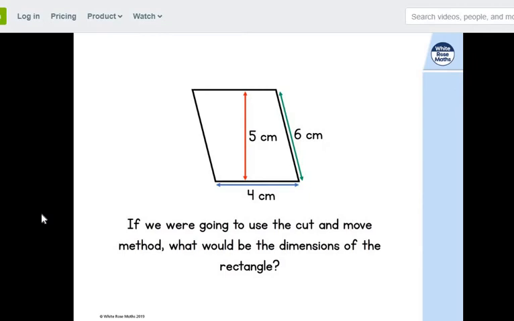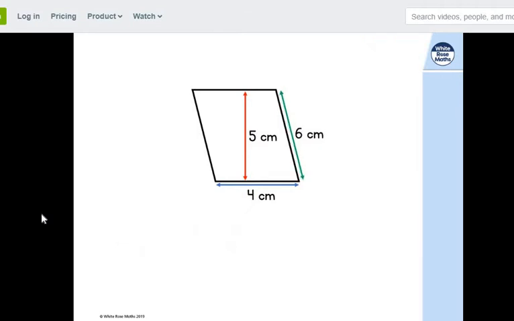Now then, if we were going to use the cut and move method, what would be the dimensions of the rectangle that we'd form? Have a think about that one for yourself. So pause the video. Let's think about that then.